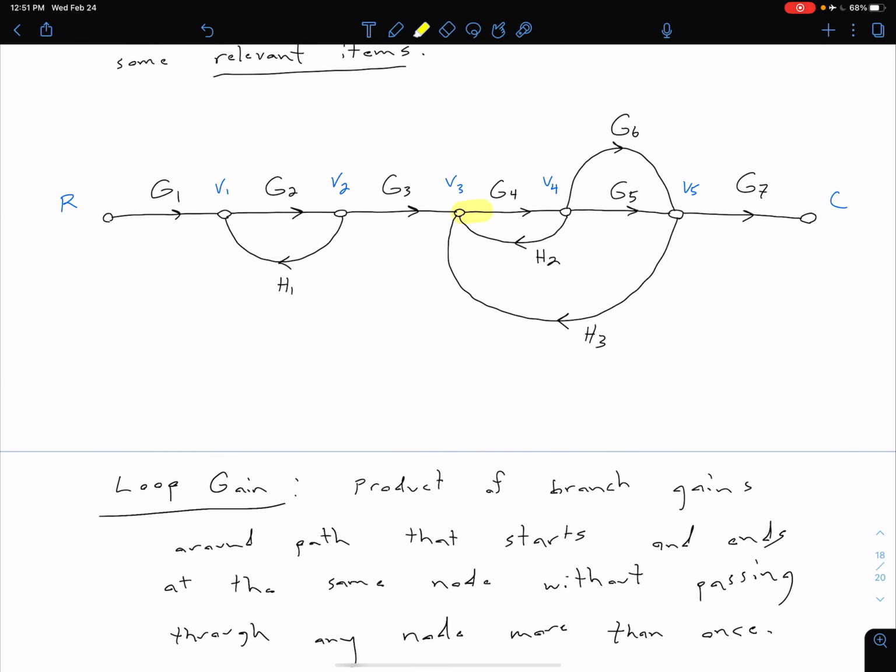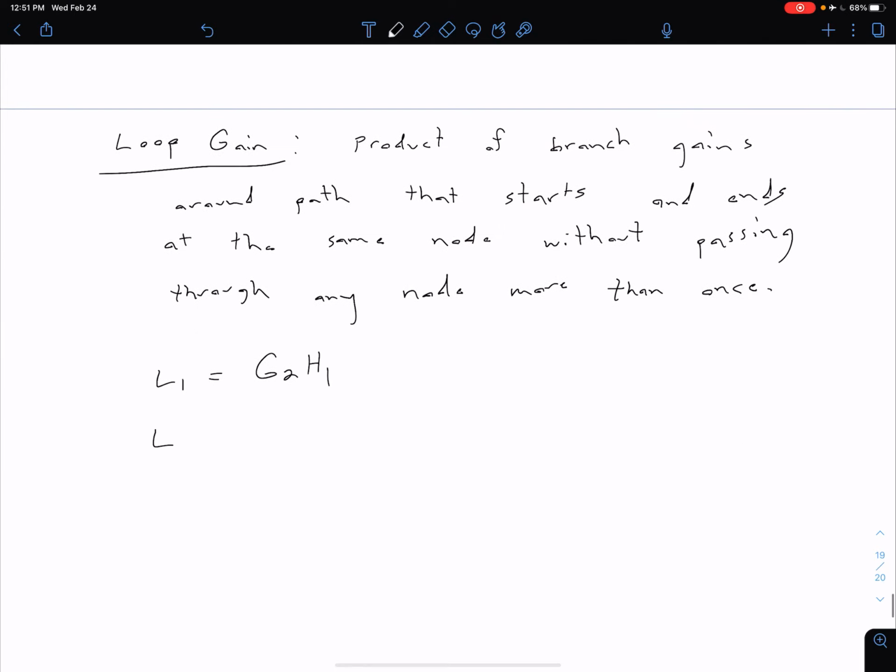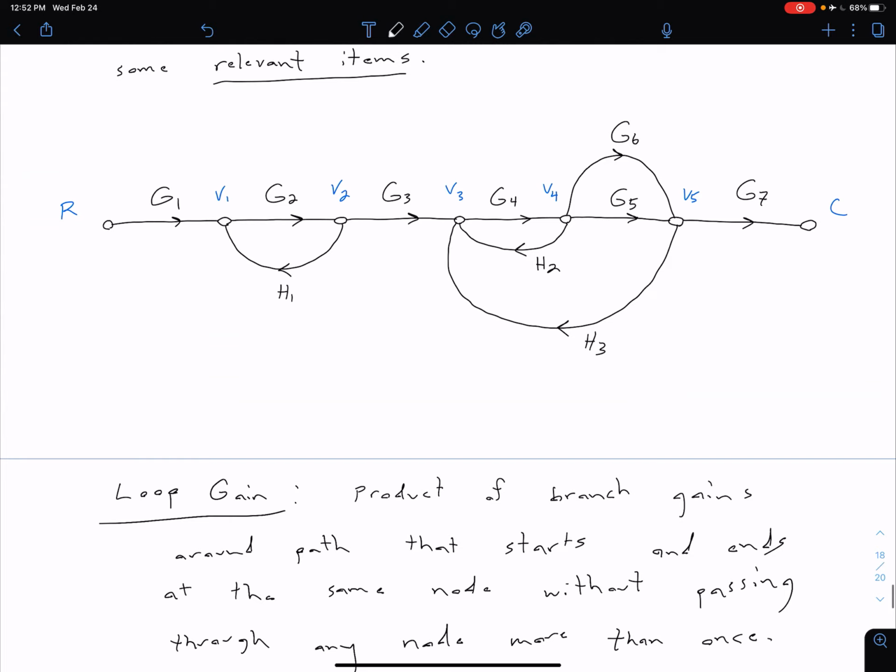We have a very similar structure over here. If we start at V3, go through V4, and then back to V3, we see that loop gain is going to be G4 times H2. So we can say loop gain 2 is G4 times H2. All right, so we're finding these loops pretty easy. Let's look at an example of what would not be a loop.